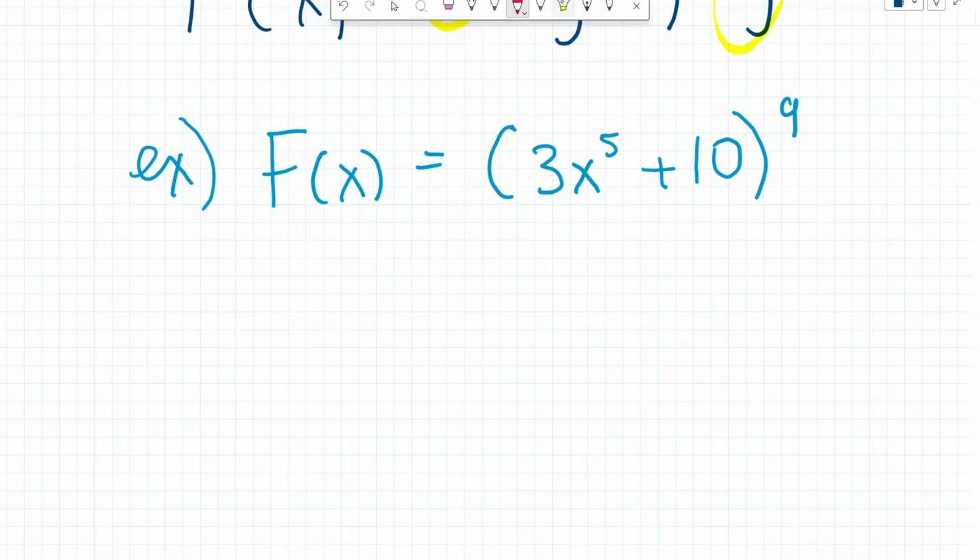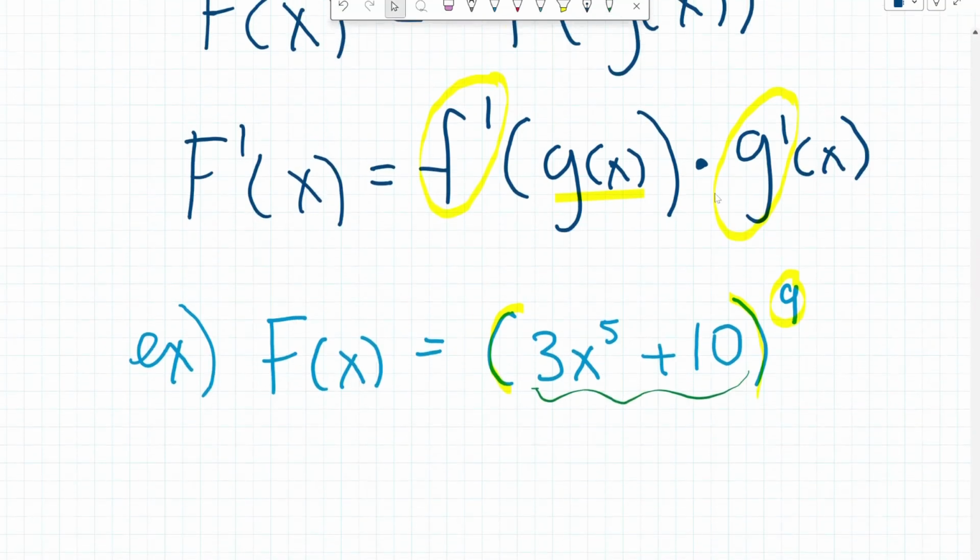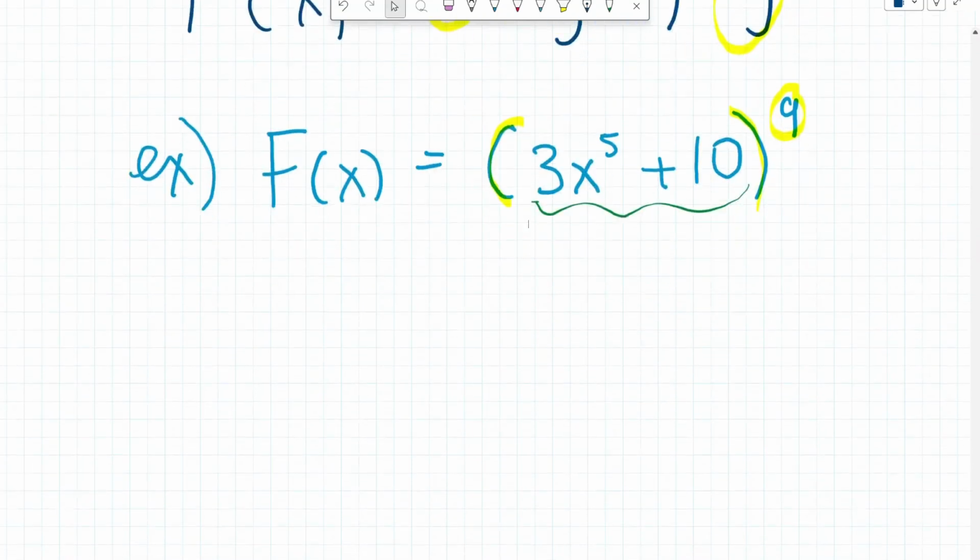So we see that we have this outside function. You can kind of think of this brackets to the power of 9 as our outside function, and this part in the inside here, the 3x to the power of 5 plus 10, as our inside function. So let's follow the formula for the chain rule to solve the derivative for this equation.